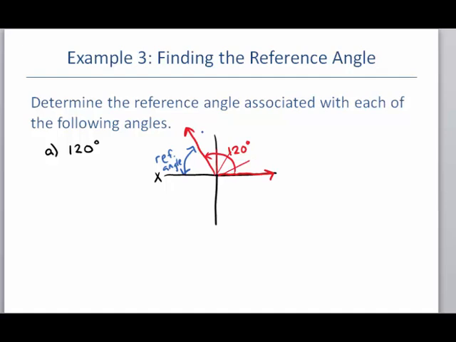And so what is our reference angle? Well, we know that if we were to start in standard position and rotate all the way across over here, we would be at 180 degrees. So our reference angle is the difference between 180 degrees and 120 degrees. So our reference angle is going to be 60 degrees.